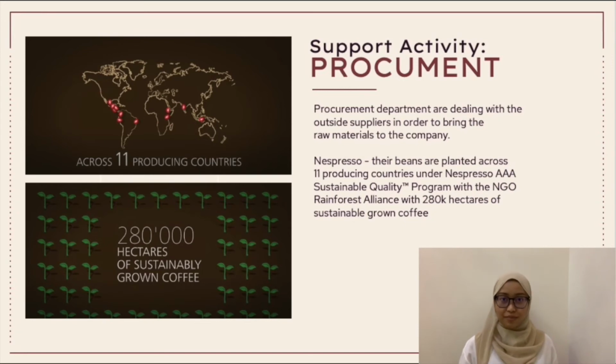activity is procurement. Procurement is an activity of acquiring goods and services where the procurement department deals with an outside supplier in order to bring the raw material into the company. According to Nespresso, their coffee beans are planted across 11 producing countries all over the world, which is equal to 280,000 hectares assigned under the Nespresso AAA Sustainable Quality Program with the NGO Rainforest Alliance. The AAA program only produces the best quality coffee that aligns with the Nespresso standard.